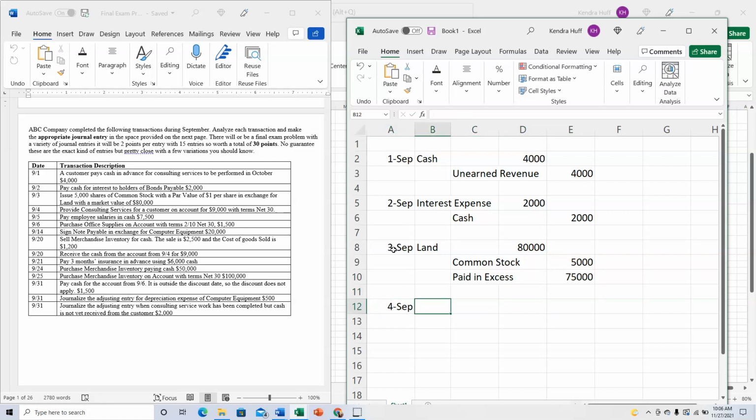9.4. Provide consulting services for a customer on account for 9,000 with terms net 30. So I provide some services on account, so they still owe me money. That's an account receivable. And service revenue is my credit for 9,000. 9.5. Pay employee salaries in cash. So salaries expense and cash for 7,500.